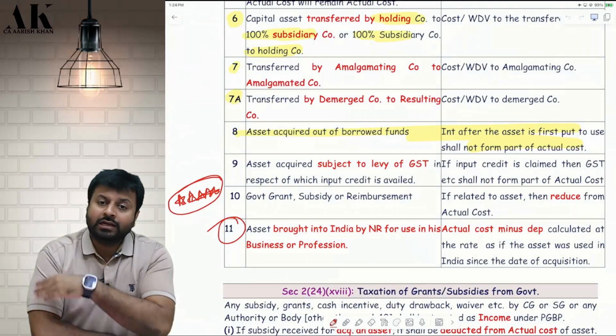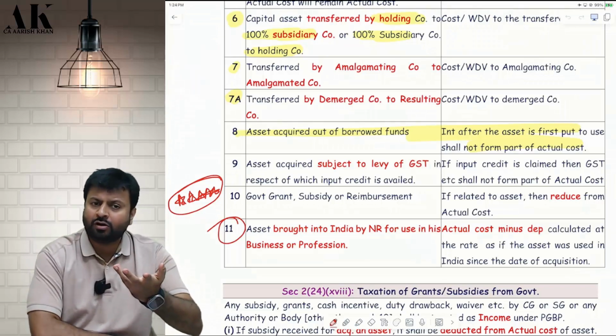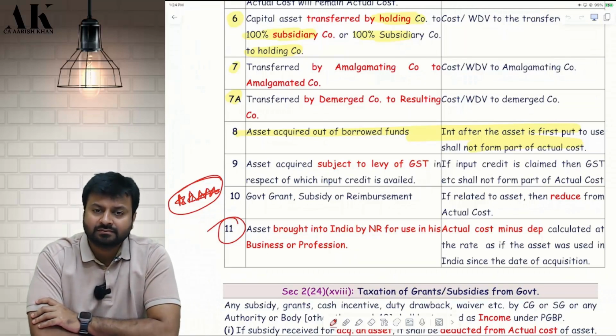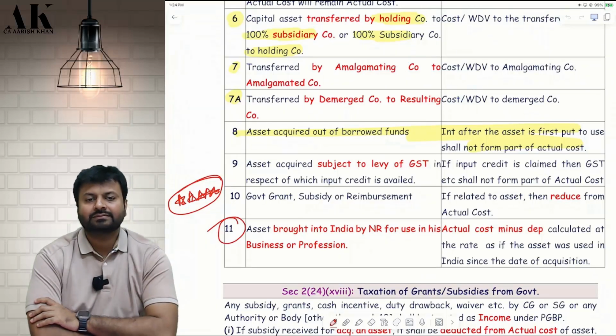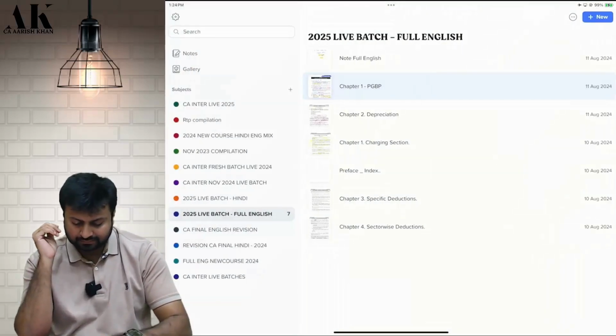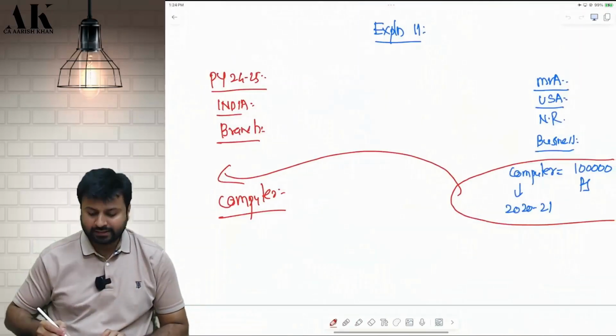Like that, if Google is sending some assets from the United States to India, or if Apple is sending some assets, it is applicable not only to Mr. A, but to any non-resident. Yes? So what is the actual cost? It was purchased and used in India. So how will you determine it? In my example, how will you determine it in this case?